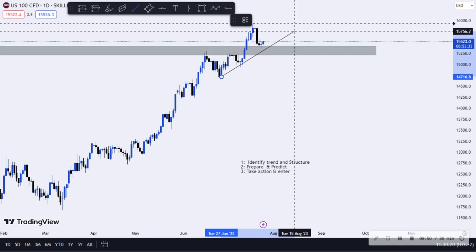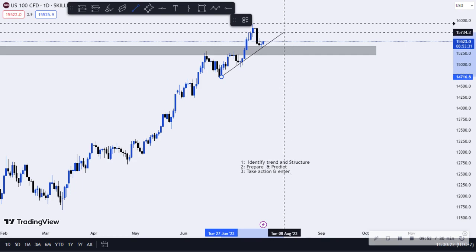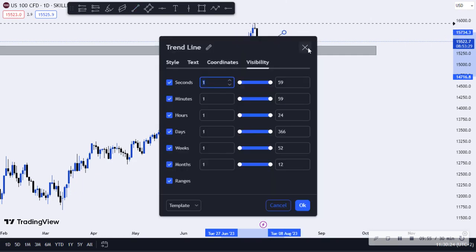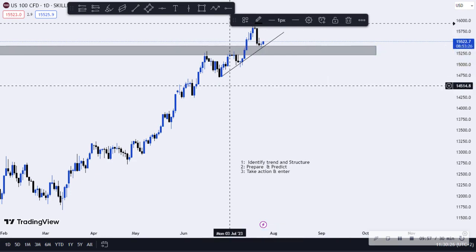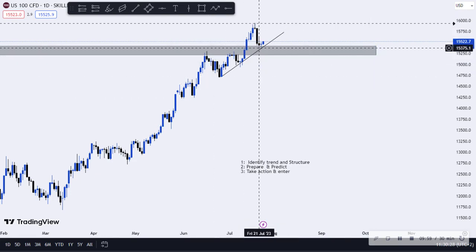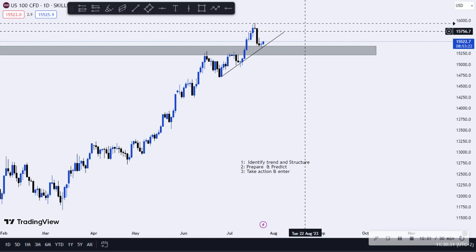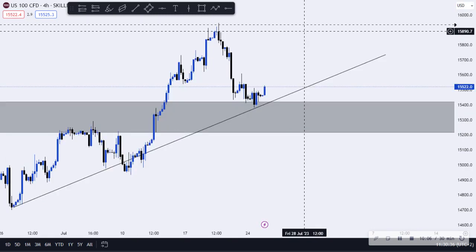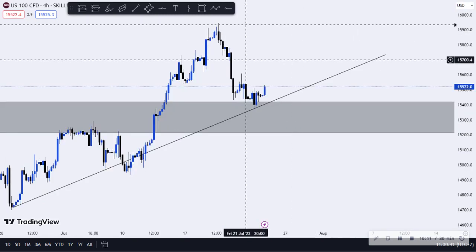Now if I draw a trend like this, I can definitely see that I have a trend, one, two, three touches. I have three touches. So let's go to the 4 hour time frame just to see. Now we are looking for buying opportunities, right? We are looking for buying opportunities right now, as you can see.